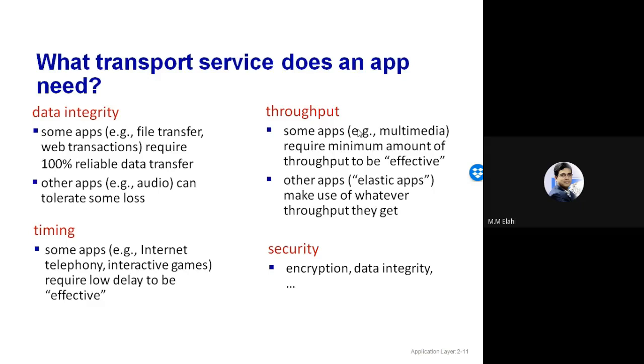Then throughput. Some applications need minimum throughput, minimum transmission rate, like multimedia game. But for file download, if you have larger throughput, it will take less time. If you have less throughput, you will have more time, but it will work. So these are called elastic applications, elastic.